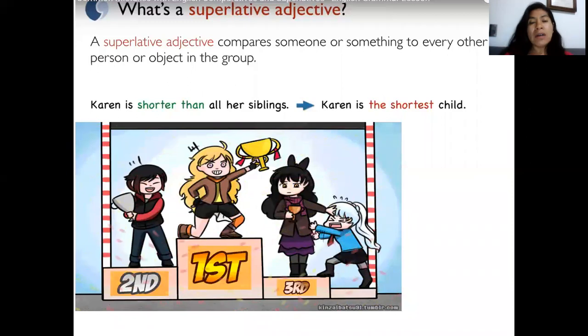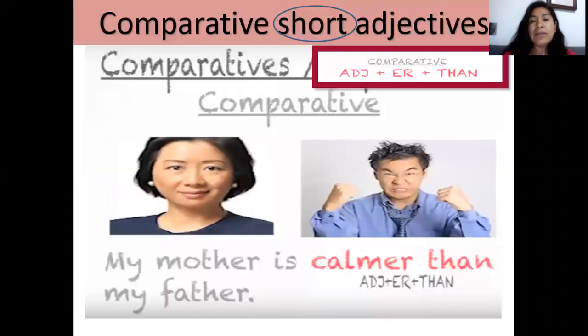In a comparison, we have A versus B. In a superlative, we say that within a group, only one thing is superior, the maximum. We have some examples. We start with the comparative, A versus B. Comparative with short adjectives. Remember, short adjectives are all those that have only one syllable.